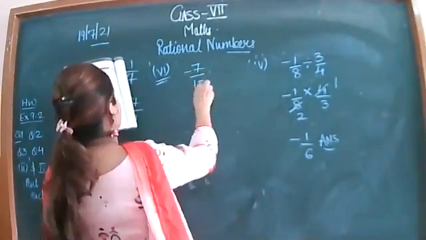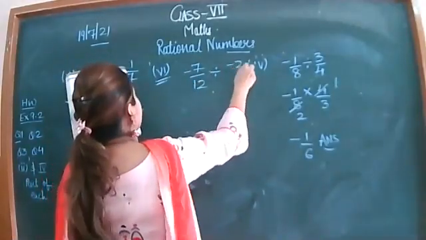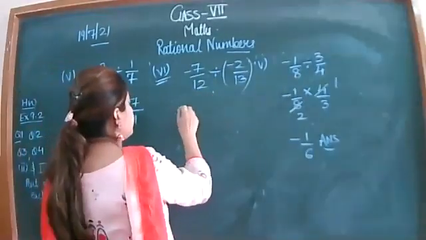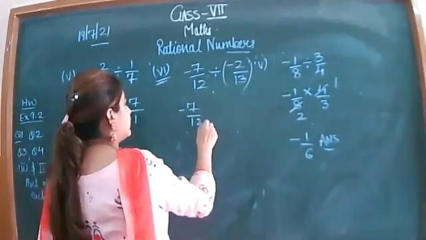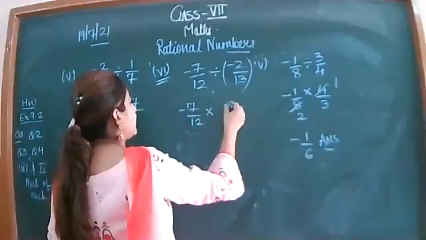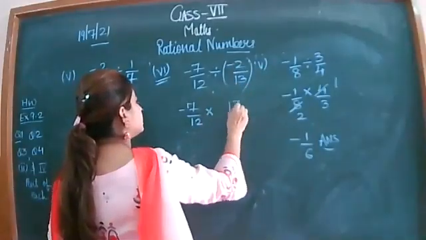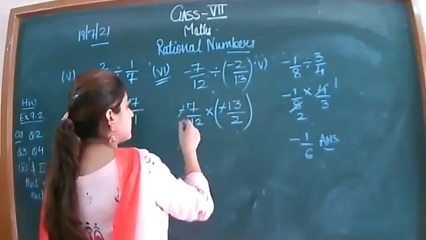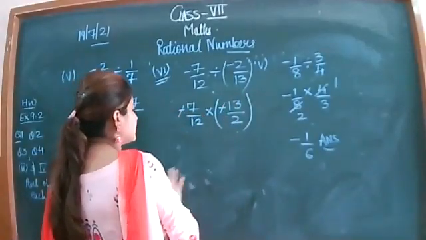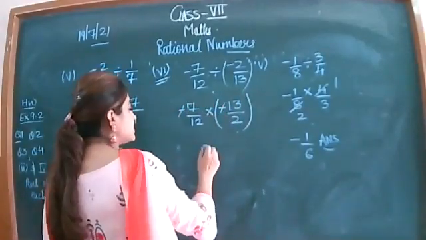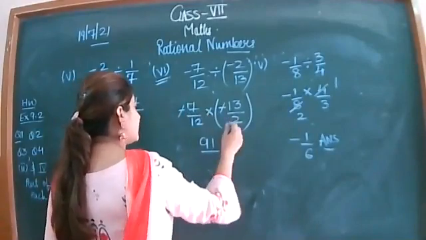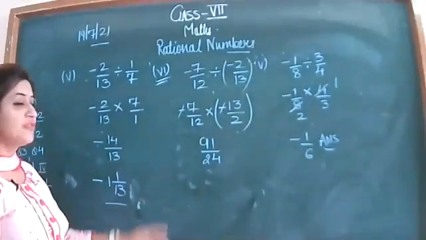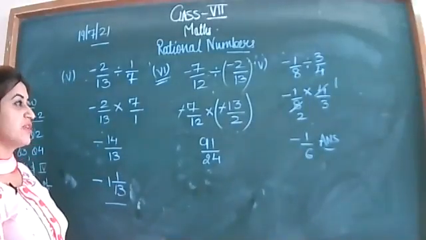Minus 7 by 12 divided by minus 2 by 13. The first term will be the same. Divide will change to multiply. 2 by 13 becomes 13 by 2 with minus. Minus minus will be plus. No cancellation will take place. 13 sevens are 91, 12 twos are 24, with plus. Now divide it and get the answer in the mixed fraction.